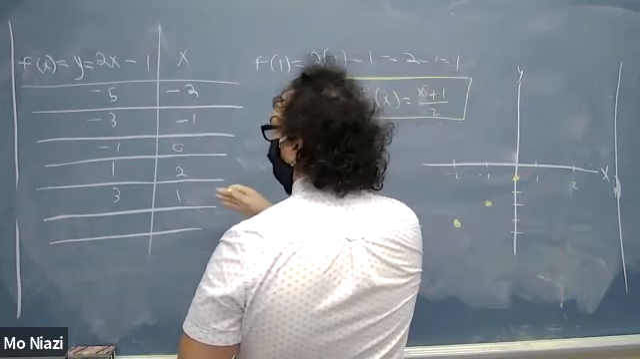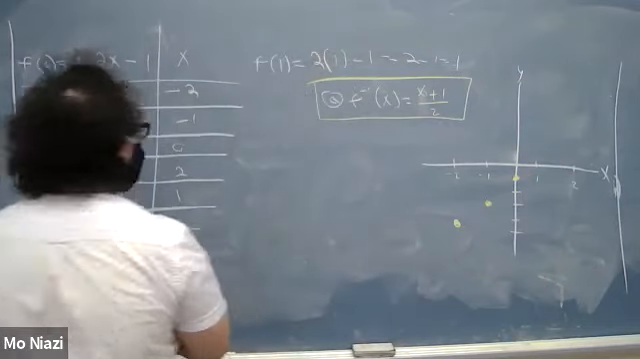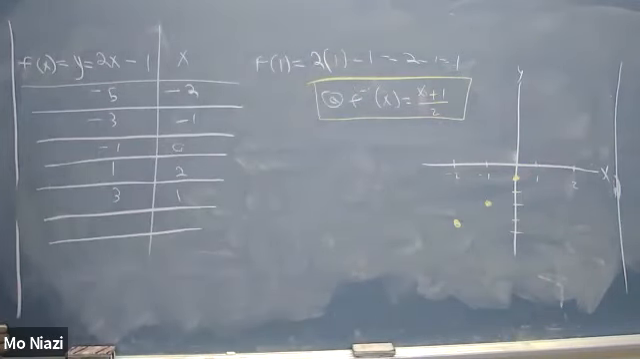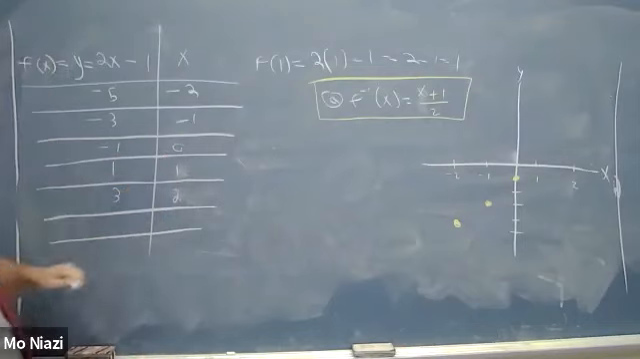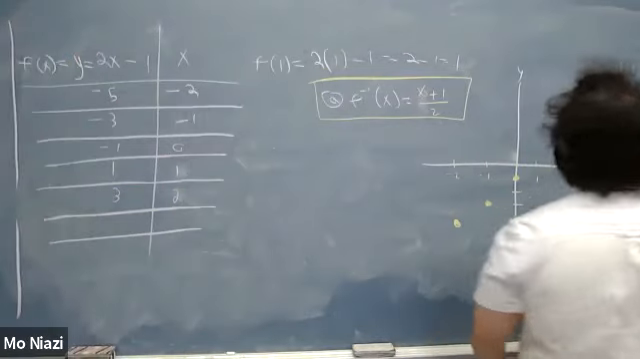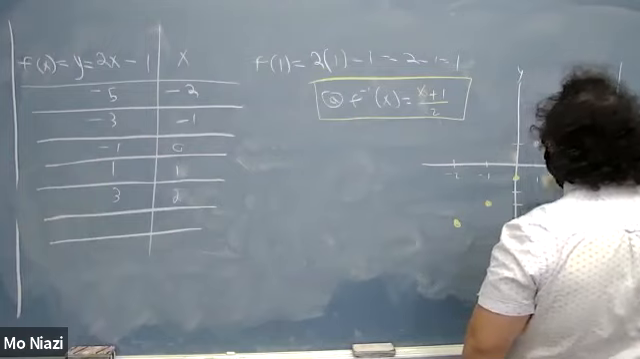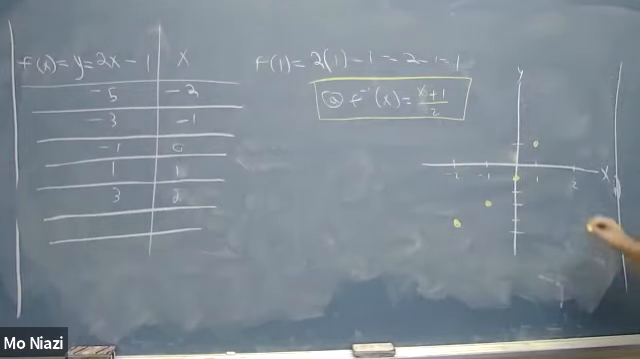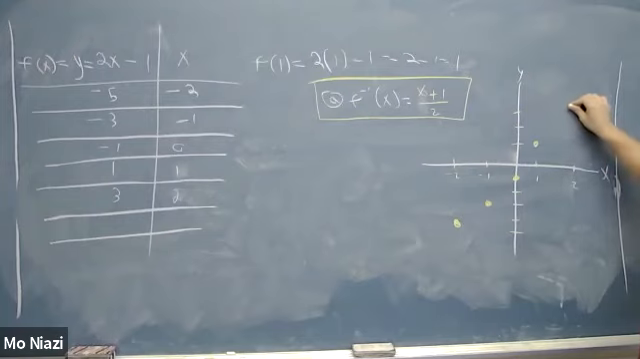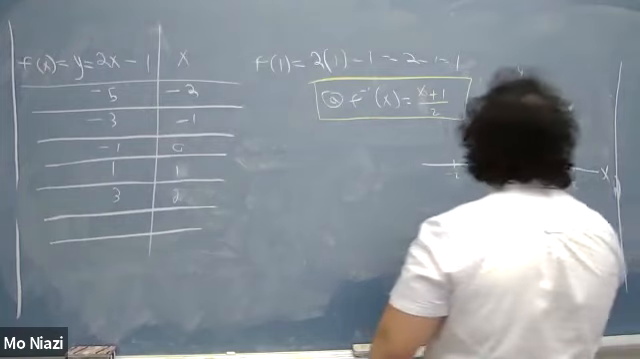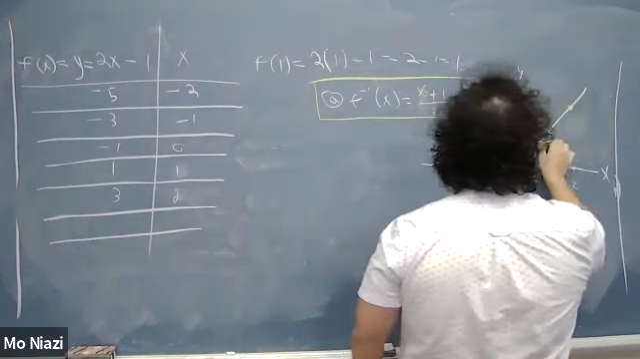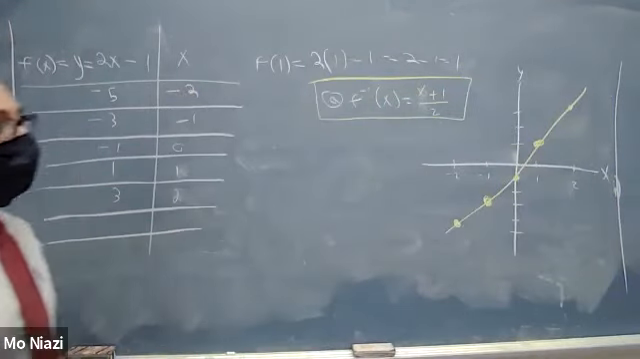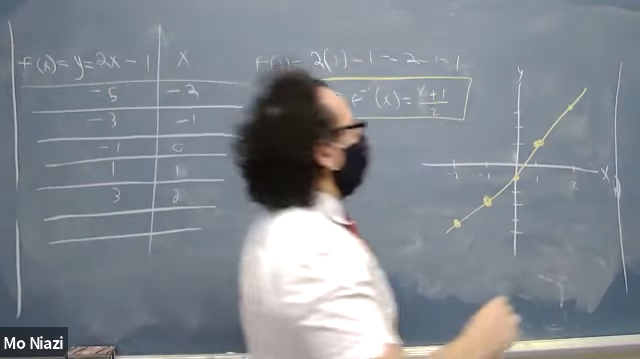I go to 1, I find the 1, and I put a dot. I go to 2, I find the 3, I put a dot. Then we connect these dots here. Our function is linear, so it's no surprise that it looks like a straight line. And here's our f of x.